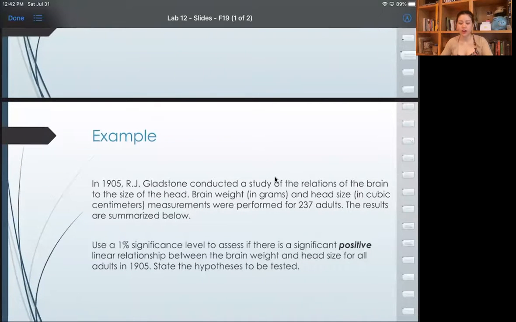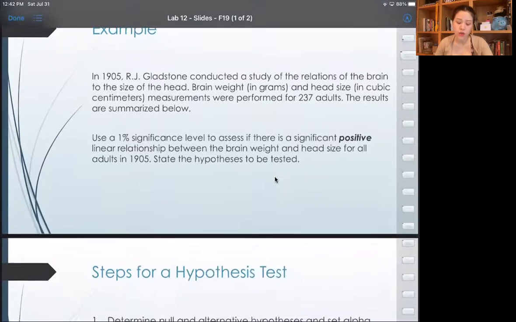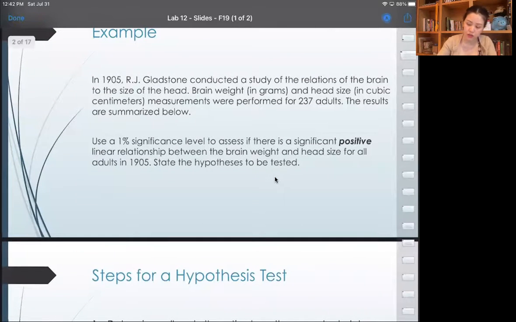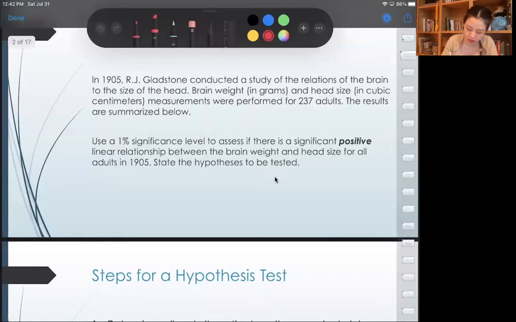In 1905, R.J. Gladstone conducted a study of the relation of brain to the size of the head. So the brain weight in grams and the head size in cubic centimeters measurement was performed for 237 adults. Use a 1% significant level. Let me highlight that. So use 1% significant level. This means alpha equal 1%.